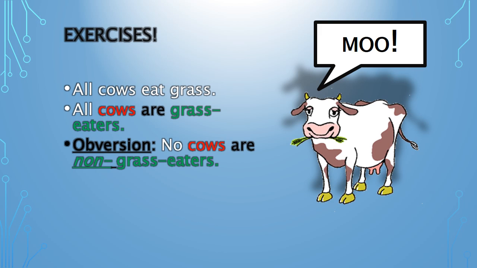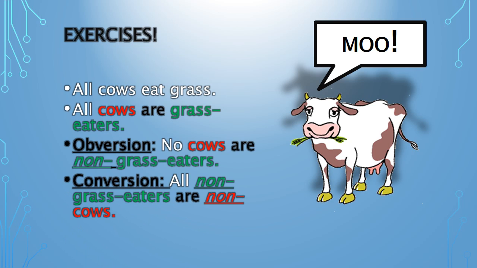The other thing we can do is contraposition on this. So we'll swap the subject and predicate term and change both to their complement. So all non-grass eaters are non-cows. If it ain't eating grass, it ain't a cow. And that's logically equivalent to our first statement.